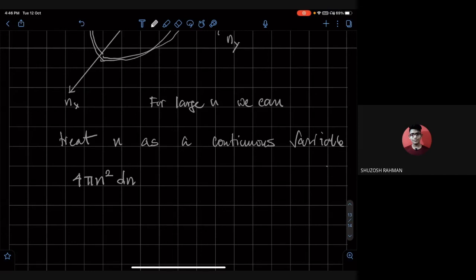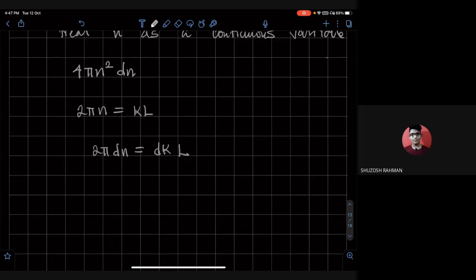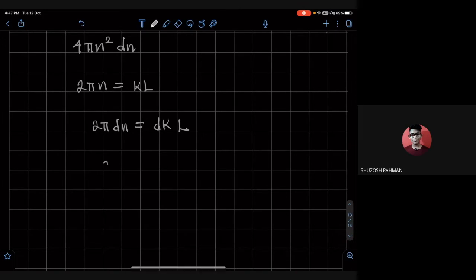So now we use the fact that 2 pi n is equal to kL, where k is the wave vector. Then 2 pi dn is going to be L dk. And therefore, dn can be translated into L over 2 pi times dk.